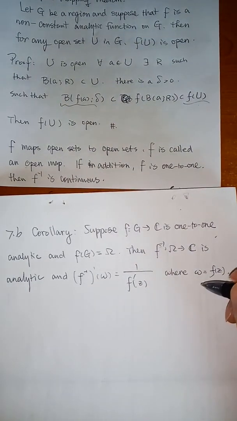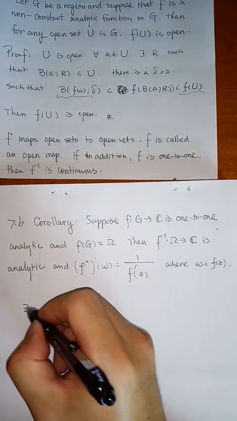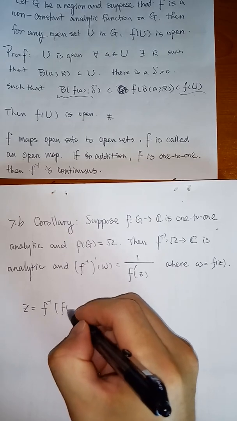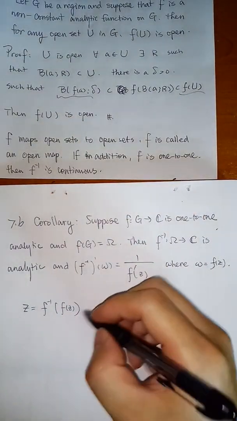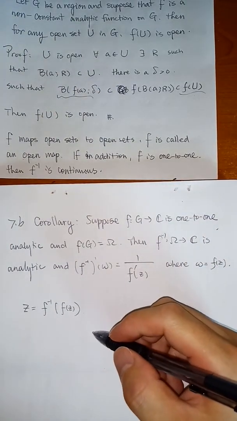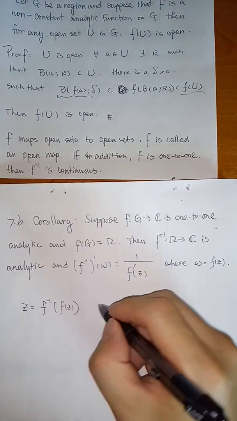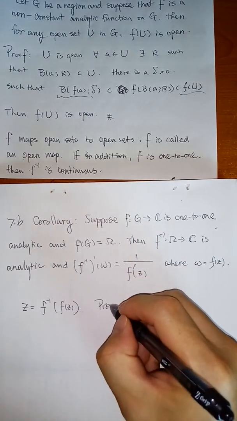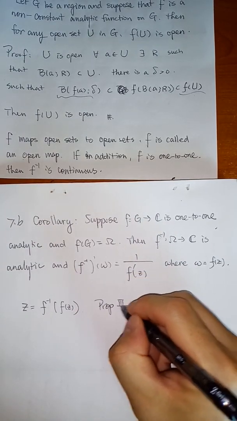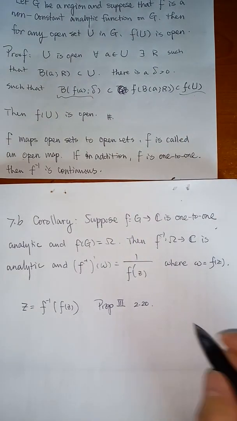Okay. Well, this proof is just the chain rule, and we actually did the proof, and you just go through this, you will get the result. Okay, and the proposition, we don't go through the proposition, is Proposition 2.20 in Chapter 3. Okay, so we stop here today.